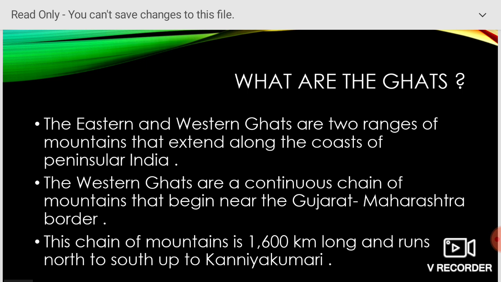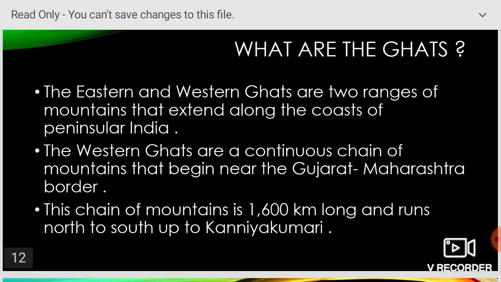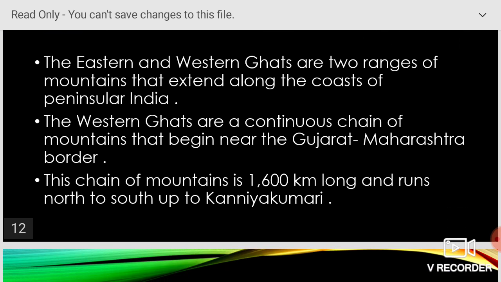What are the Ghats? The Eastern and Western Ghats are two ranges of mountains that extend along the coasts of peninsular India. The Western Ghats are a continuous chain of mountains that begin near the Gujarat-Maharashtra border. This chain of mountains is 1600 km long and runs north to south up to Kanyakumari.